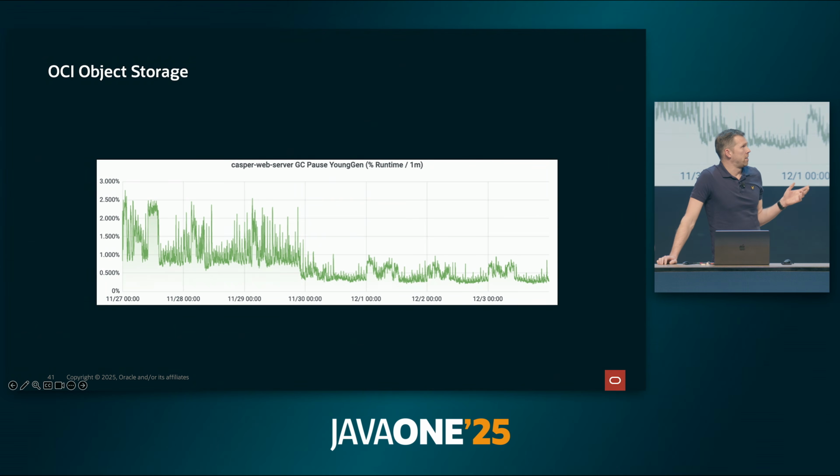What we're looking at here is similar to the thing we saw from Netflix. So we're looking at the time spent doing GC. And it's pretty clear where the switch to JDK 17 happened. And after that, we see a significant reduction in time spent doing GC.